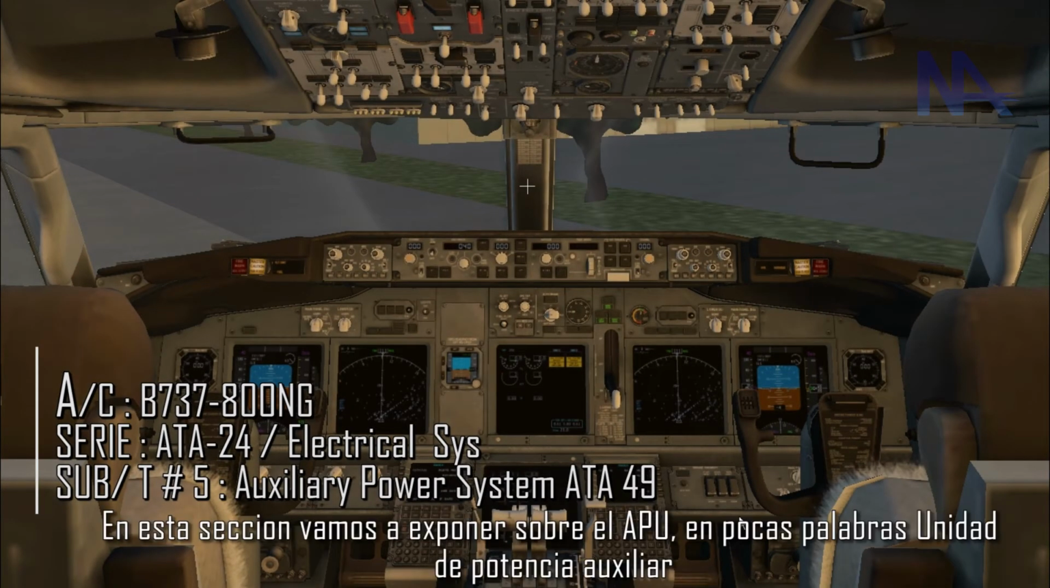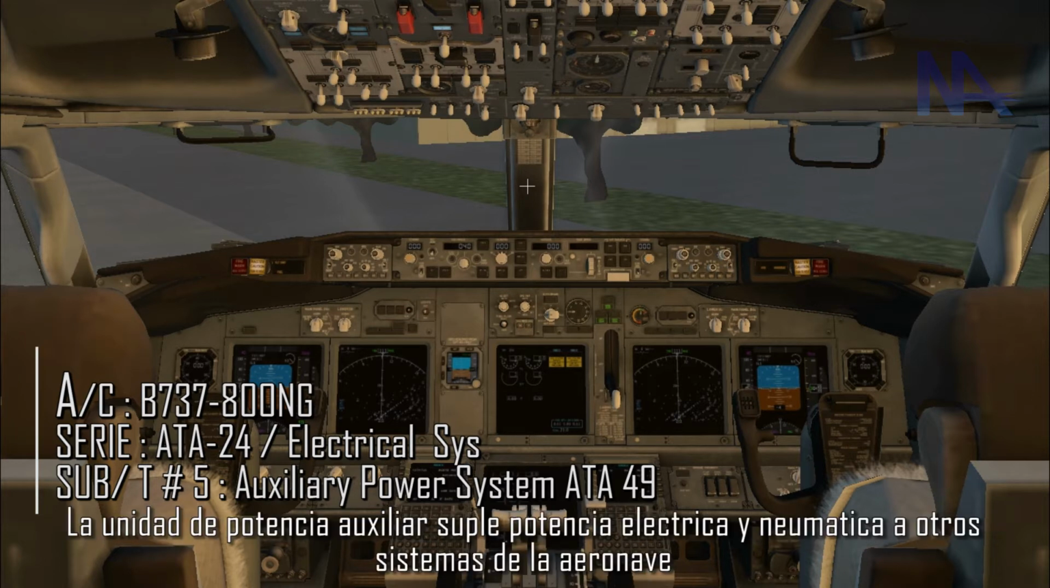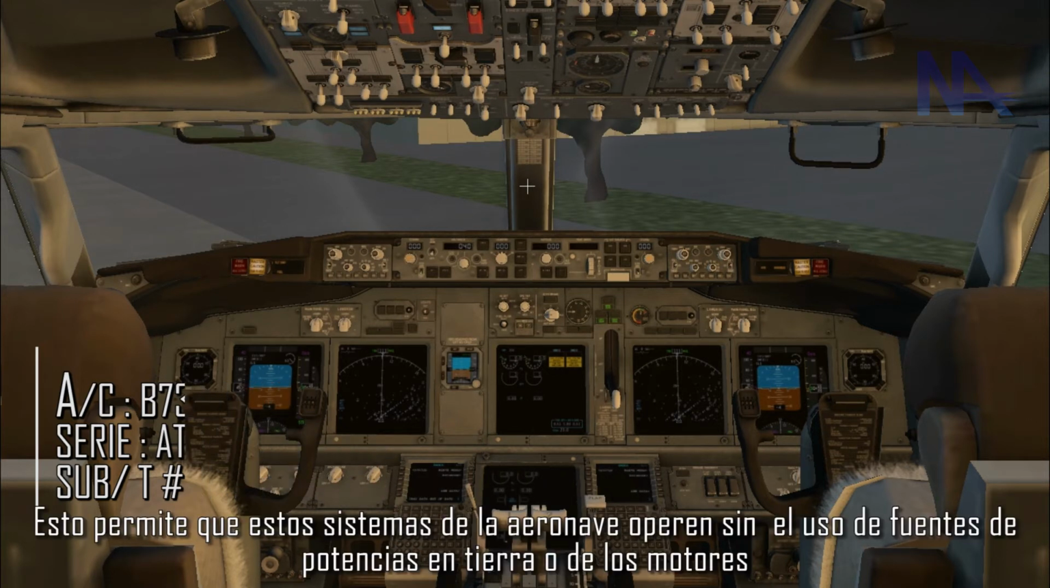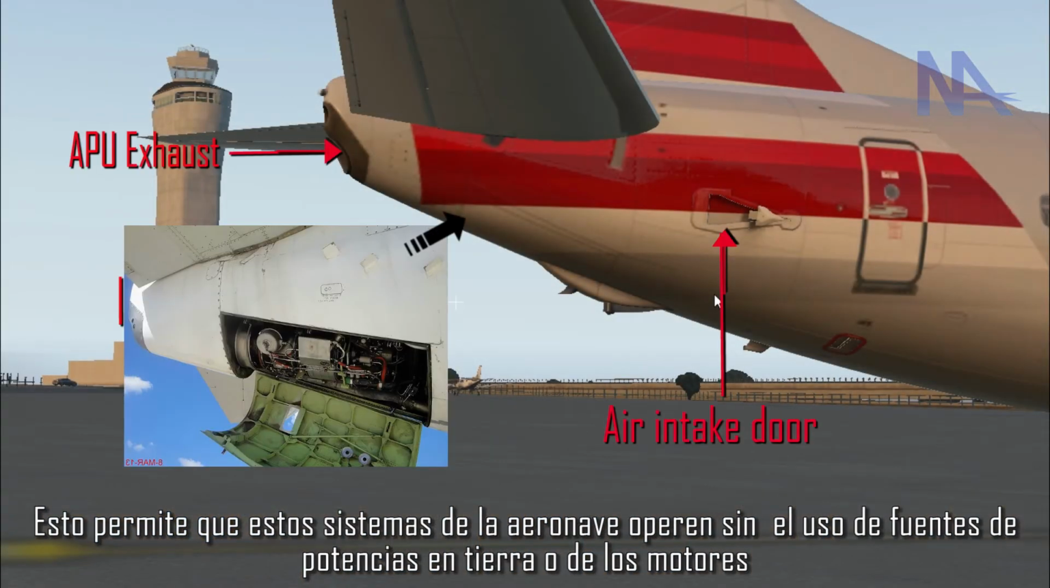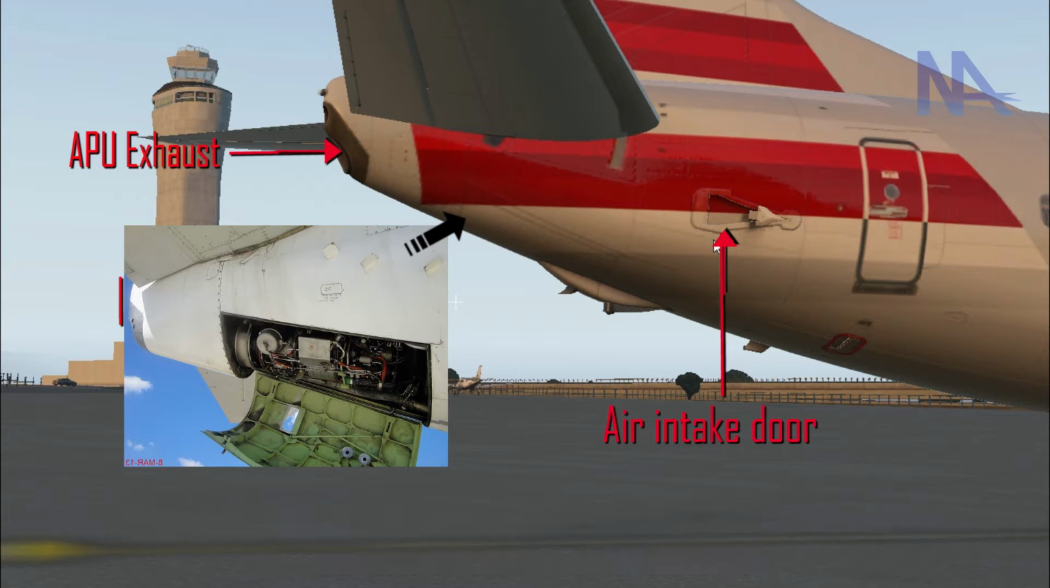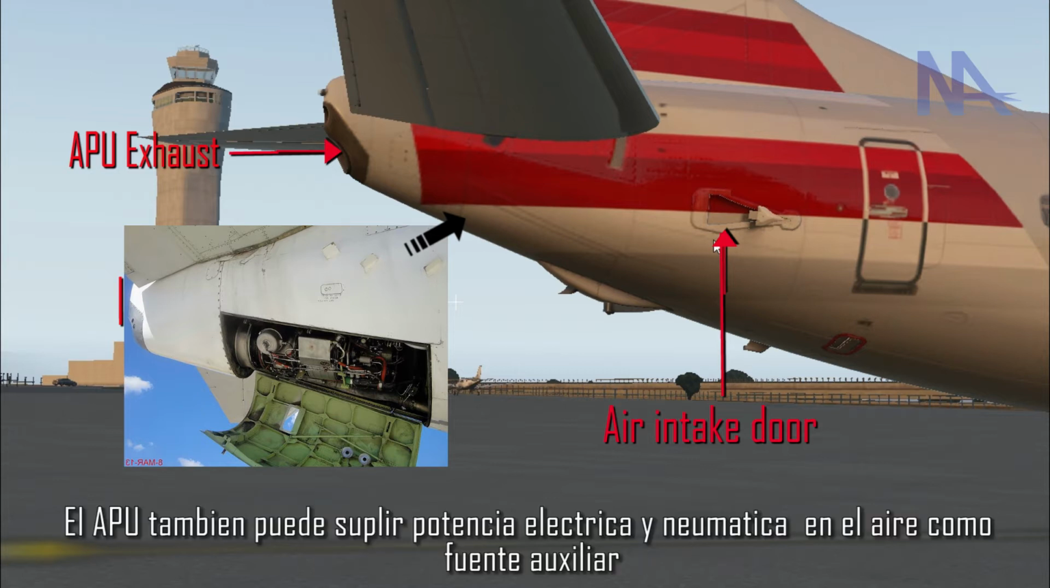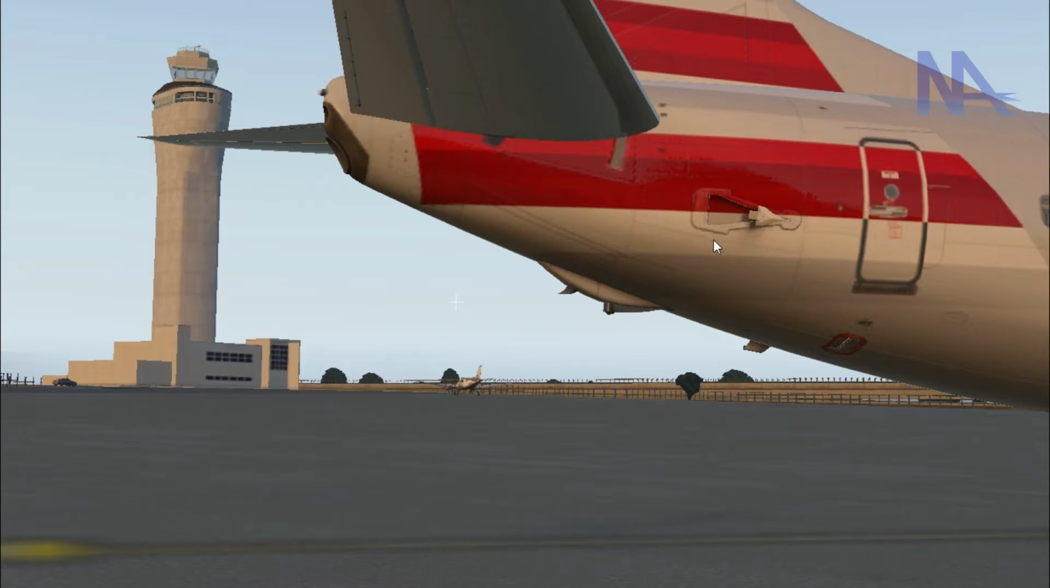In this section, we're going to talk about the APU. In a couple of words, auxiliary power unit. The auxiliary power unit supplies electrical and pneumatic power to other airplane systems. This allows these airplane systems to operate without the use of ground power sources or the engines. The APU can also supply electrical and pneumatic power in the air as an auxiliary source.